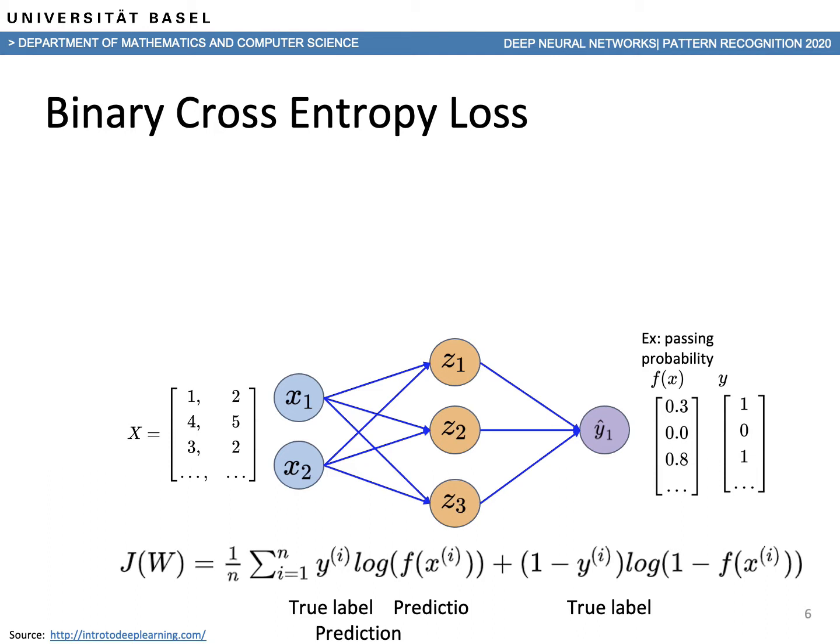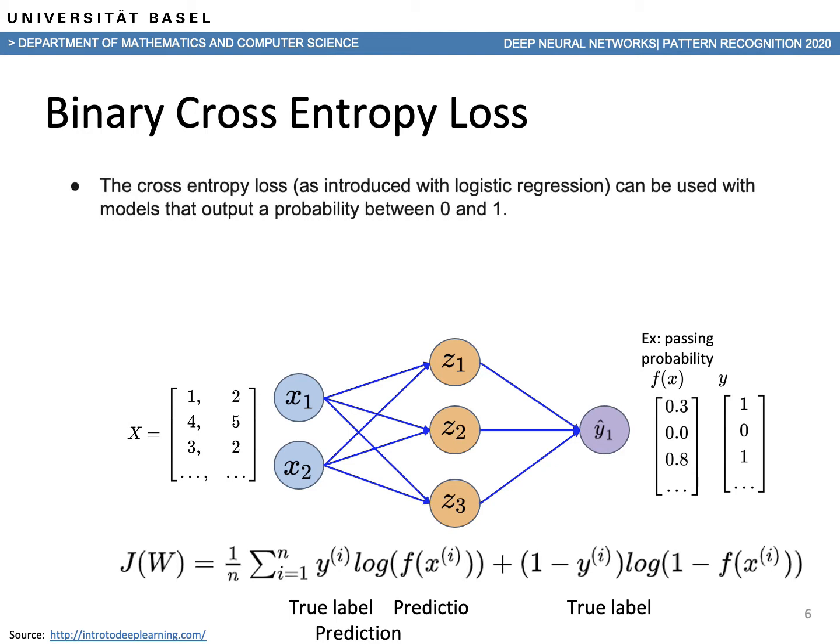In a deep neural network, we'll need to be able to quantify the output of this network with respect to what the output should have been. And for this, we use a loss function. In this case, the cross entropy loss, which was also introduced with logistic regression, can be used with models that output some probability value between 0 and 1. So it's very good in cases, for instance, in binary classification tasks, where you can then optimize over one class. So put out 1 if it is the class that you are trying to classify, or 0 if not.